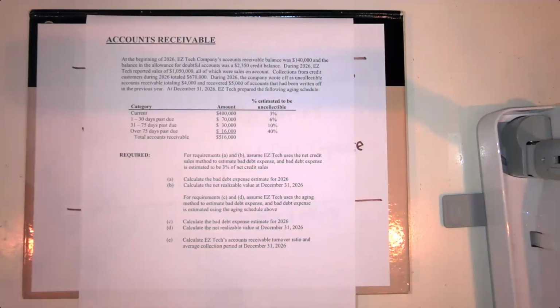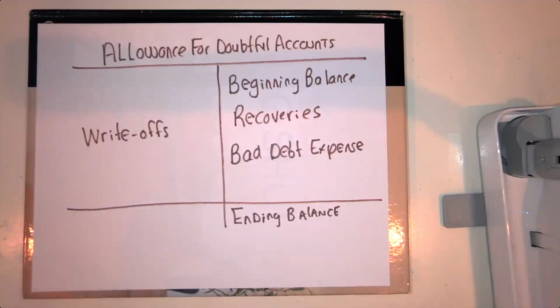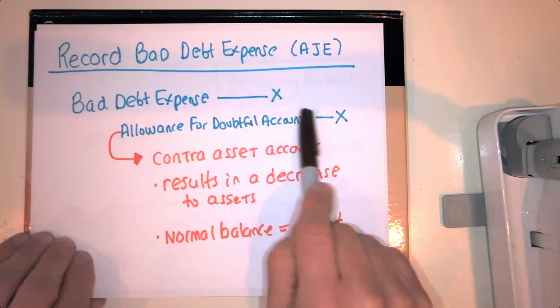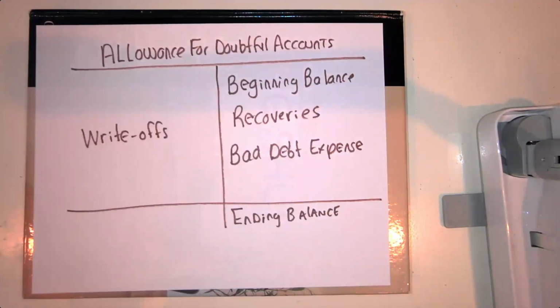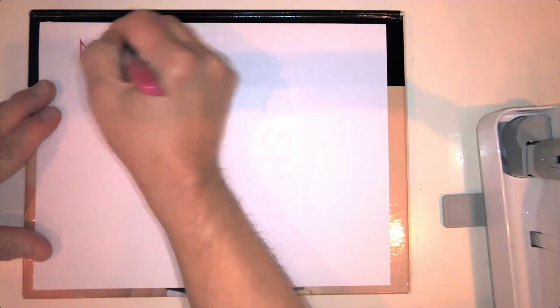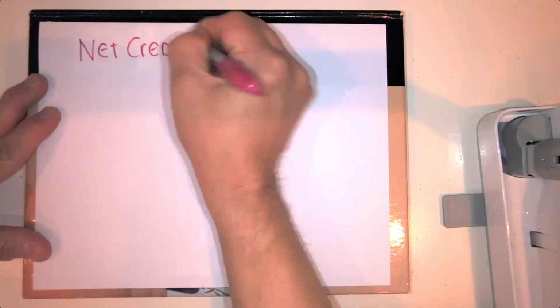In our first order of business, the real heart of this week is to learn how to do this: how do we estimate our bad debt expense? And there are actually two acceptable techniques. We have two ways that we can come up with our bad debt expense estimate. Let's start with this first. The first way of estimating our bad debt expense is called the net credit sales method.